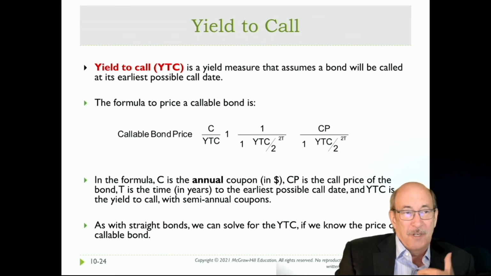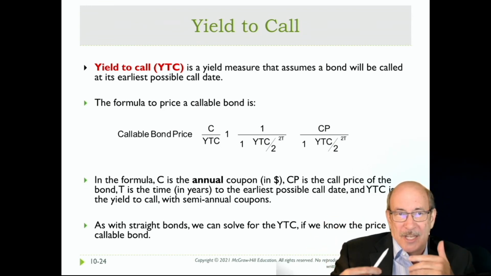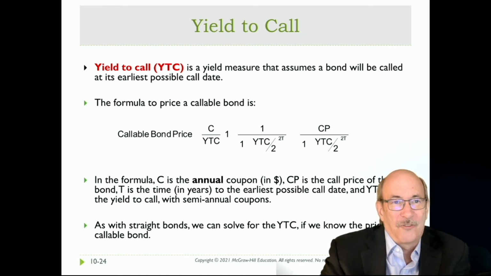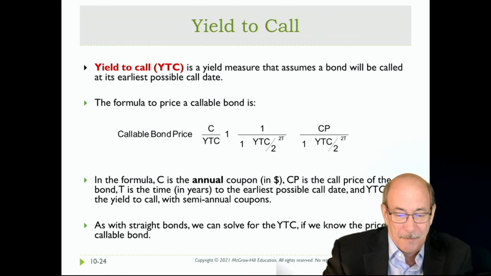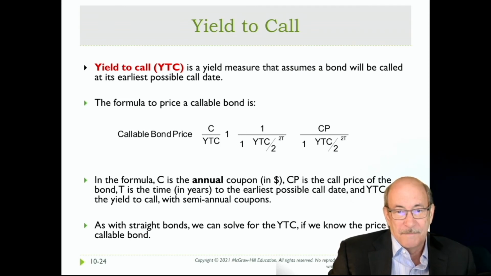Why is it more important? It's more important in part because, look, when are they going to call the bond? When interest rates have fallen. That means that they're going to give me back my $1,000 of principal, and I'm going to have to reinvest that at a much lower rate. So that's of a concern to me. And so whenever we have a callable bond, the relevant measure is no longer YTM, but YTC.